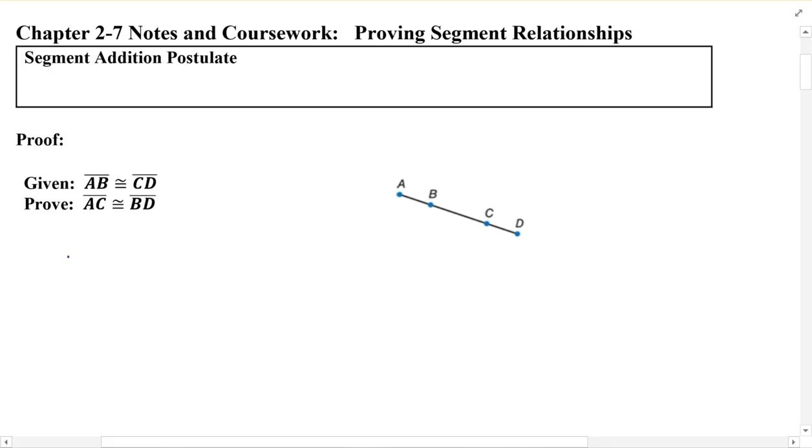Chapter 2.7, Proving Segment Relationships. In Chapter 1, and also in this chapter, we have used the segment addition postulate.